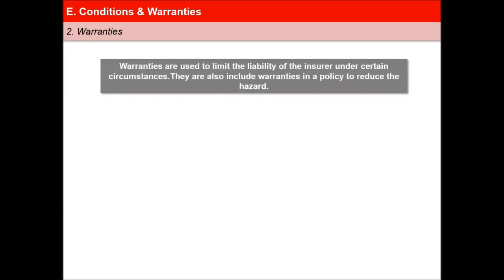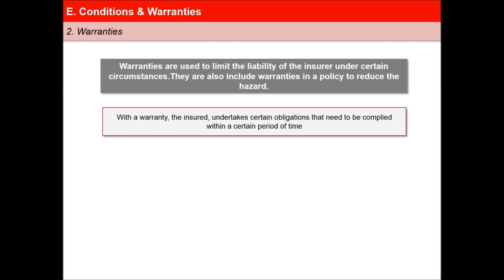Warranties are used in an insurance contract to limit the liability of the insurer under certain circumstances. Insurers also include warranties in a policy to reduce the hazard. With a warranty, the insured undertakes certain obligations that need to be complied within a certain period of time and also during the policy period, and the liability of the insurer depends on the insured's compliance with these obligations. Warranties play an essential role in managing and improving the risk.